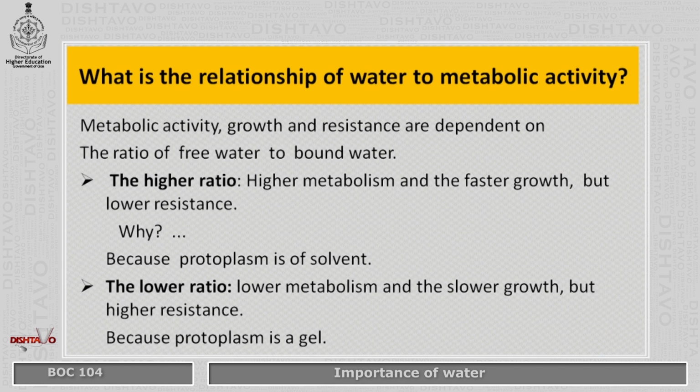However, when the ratio of free water to bound water is lower, the plant shows low metabolism. They are slower in growth, but these plants will be highly resistant. You can take an example of a xerophyte. Here in xerophytic systems, they are slow growing, they have slow metabolism because protoplasm is a gel here.